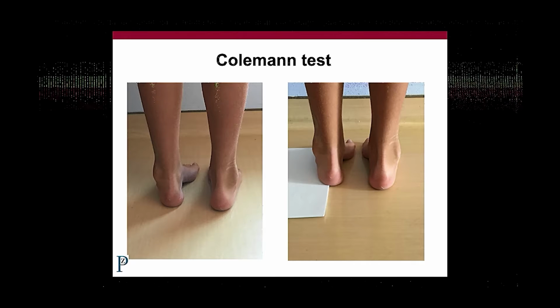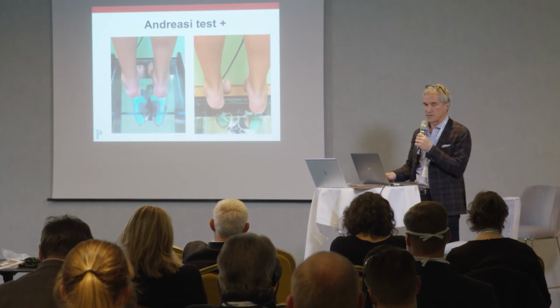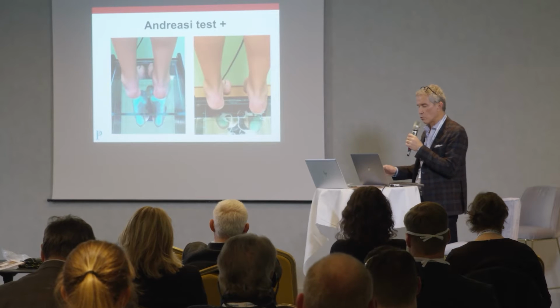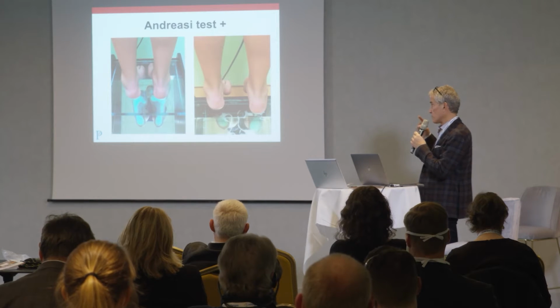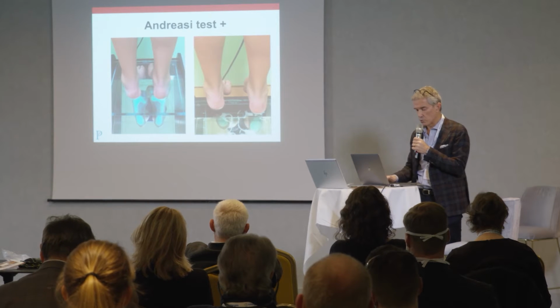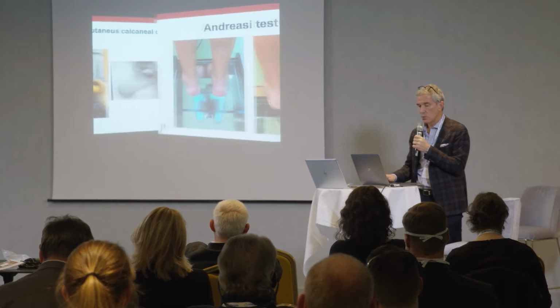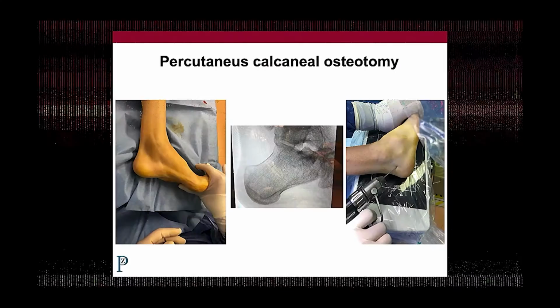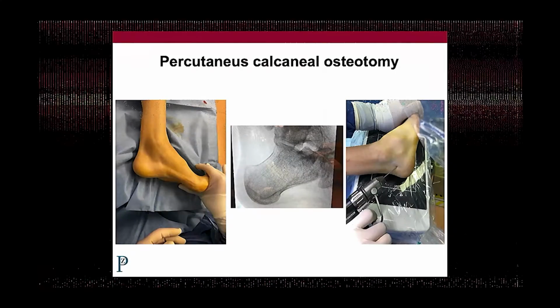If we have the calcaneus in varus that is no more flexible, that is a fixed deformity, we have to correct the calcaneus. We have to see what happened during the Coleman-Andreasi test. If we have a positive test with no correction of the hindfoot, with the forefoot position just on posterior, we have to correct the calcaneus. There are different types of osteotomy of the calcaneus.